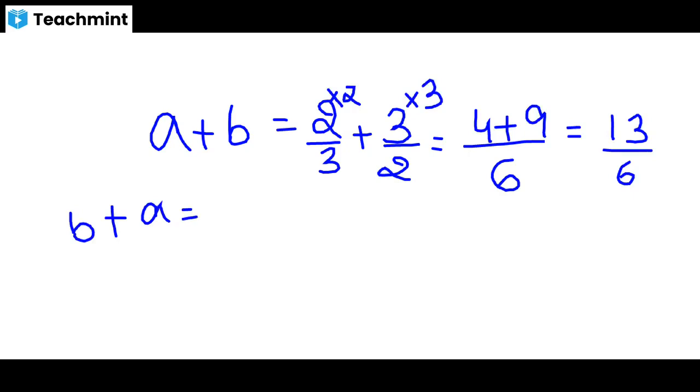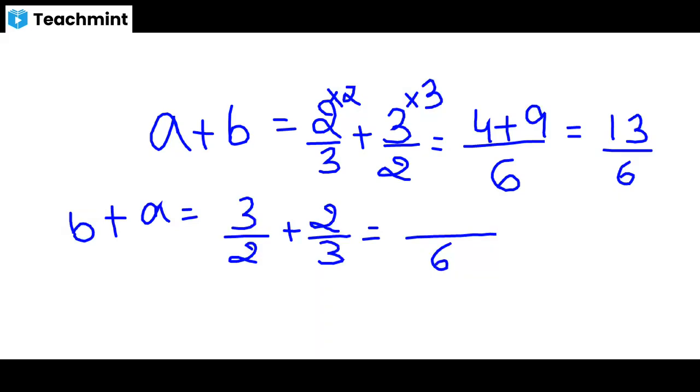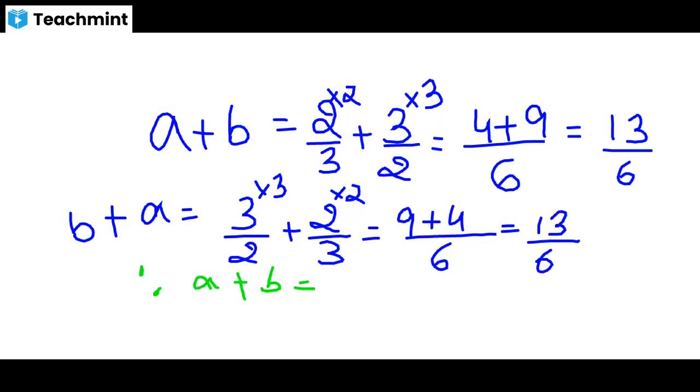The same way do b plus a. What you get? b plus a is 3 by 2 plus 2 by 3. Again the same LCM, you get 6. Here you should multiply with 3 and here you should multiply with 2. So 9 plus 4, you get again 13 by 6. So therefore what you can write here? Therefore a plus b is equal to b plus a.